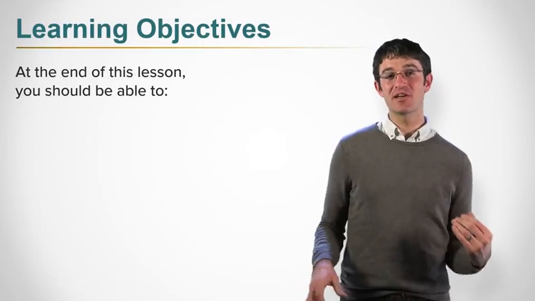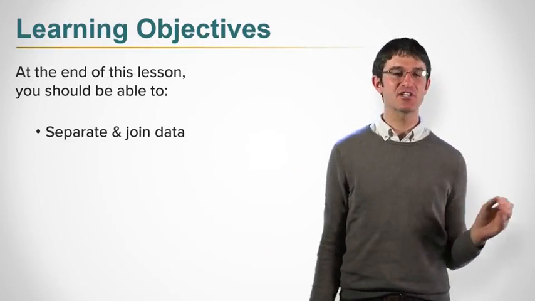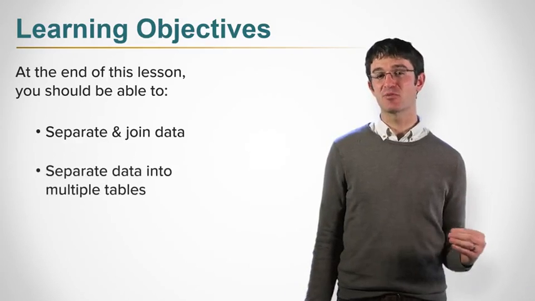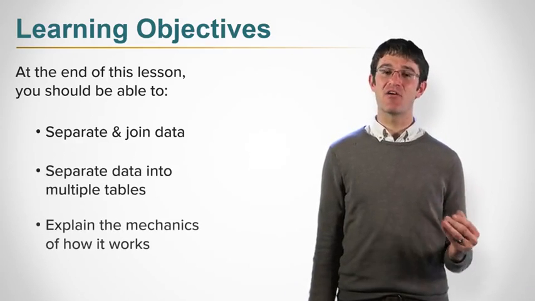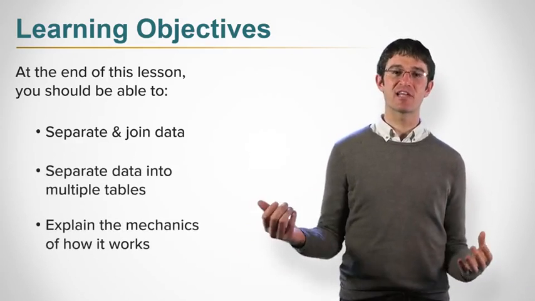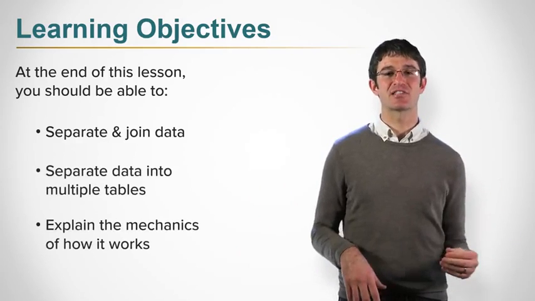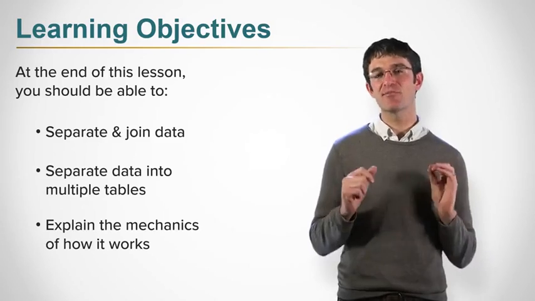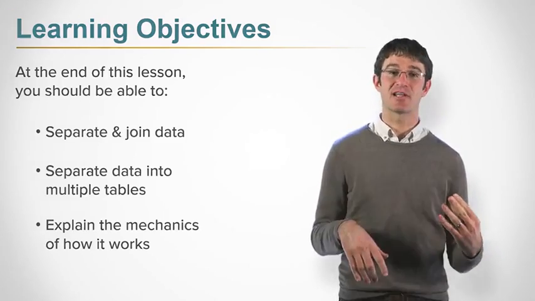In this lesson, we're going to talk about how to separate data and join it back together. We'll cover why you might separate your data into multiple tables and the mechanics of how it works, including primary and foreign keys, joins, and relates. These concepts are important both for keeping your data clean and for obtaining data and using it from third parties.